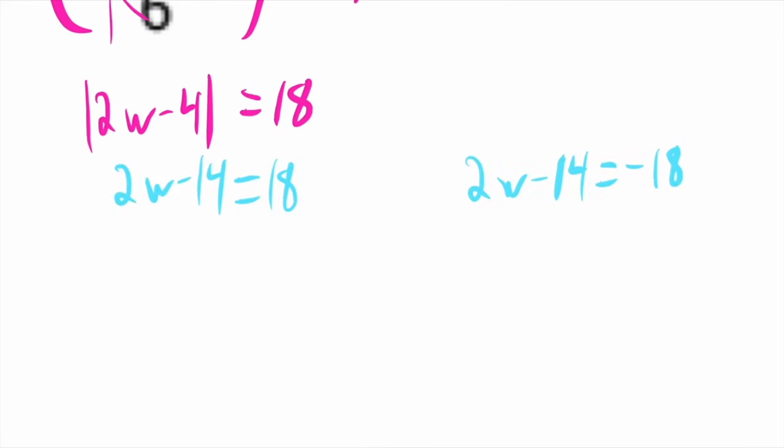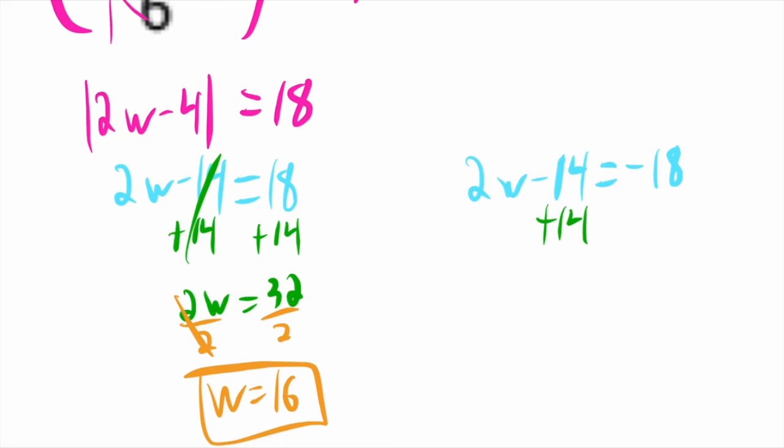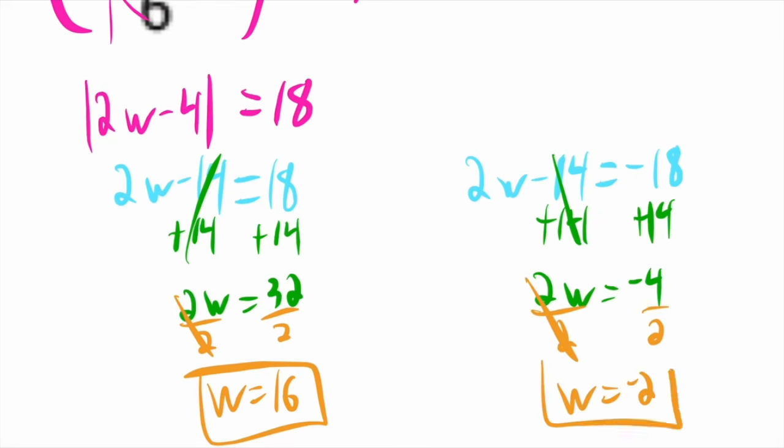So this first equation here, I'm going to add 14 to undo the subtraction first, because that happens before I undo multiplication. And I get 2w equals 32. Dividing both sides by 2, I get w to equal 16. And in the other equation, I'm going to go ahead and add 14 as well. Getting a different number, though, than 32, I get 2w equals negative 4. And so dividing by 2 gives me the number negative 2 as my answer. So I get 16 and negative 2 as my two answers here.